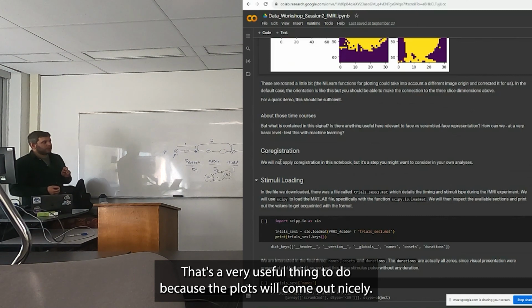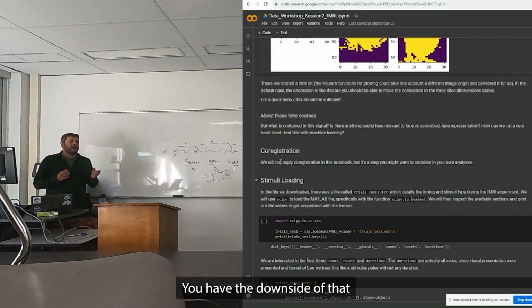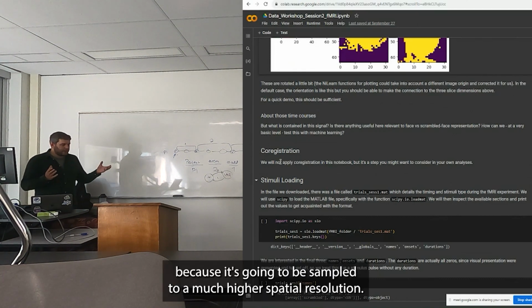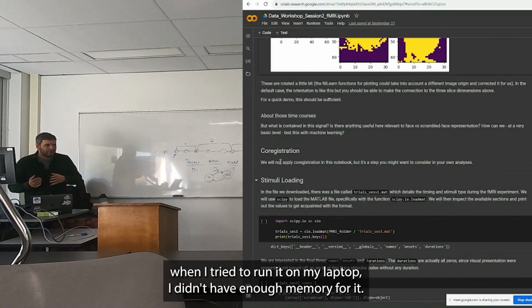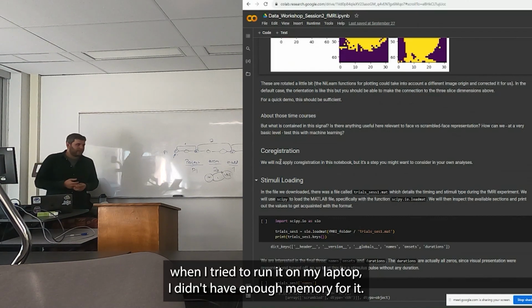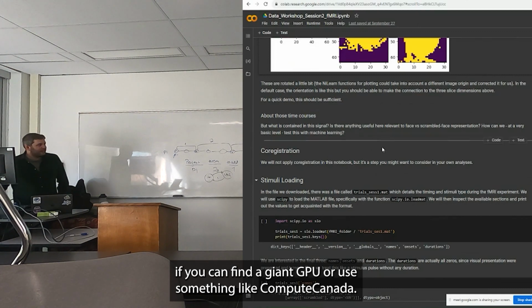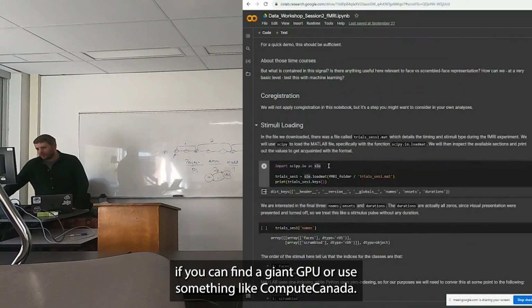That's a very useful thing to do because the cuts will come out more nicely, but the downside is that it's going to resample to a much higher spatial resolution, and at least when I tried to run it on my laptop, that didn't have enough memory for it. So we usually have to find a GPU or use a cluster. So compute power is nice too.